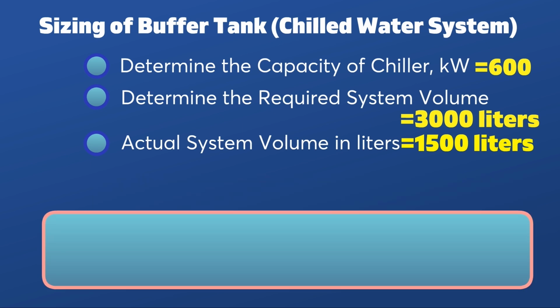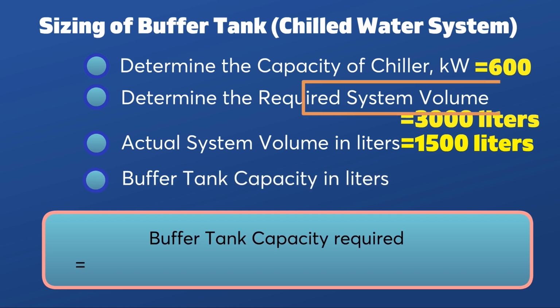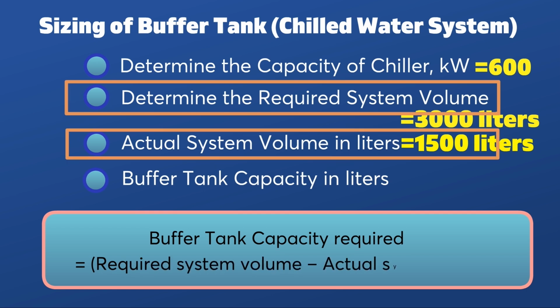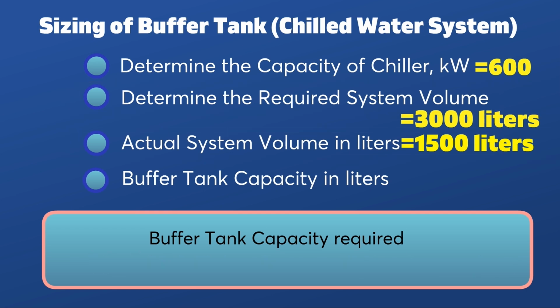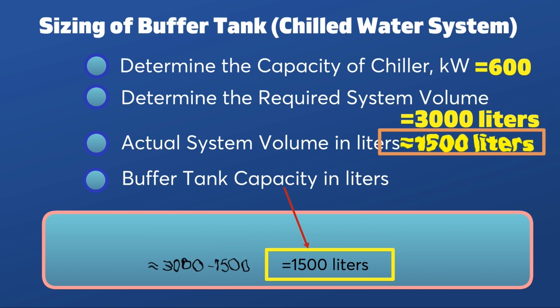We have already got the required system volume and the actual system volume. Let's find out the volume of the buffer tank. Buffer tank capacity in liters equals required system volume minus actual system volume. So the required system volume is 3000 liters and the actual system volume is 1500 liters. So 3000 minus 1500 is equal to 1500 liters. So this is the capacity of the buffer tank.